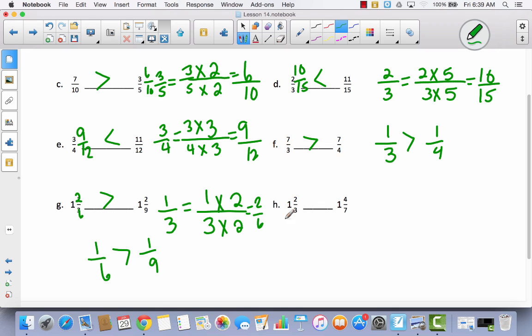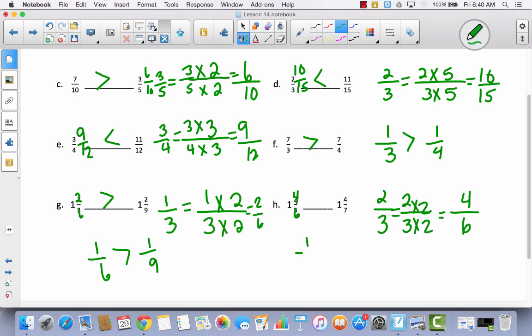So again, I don't have to worry about the wholes because they are equal. So let's take a look at the fractions. I've got 2/3 and 4/7. Well, there's nothing I can do to 3 to get to 7, but I can do something to that 2 so that I end up with a numerator of 4, just like I have in my other fraction. I can multiply the 2 and the 3 by 2. And now I have the equivalent fraction of 4 sixes. So I can think of this as 1 and 4 sixes.